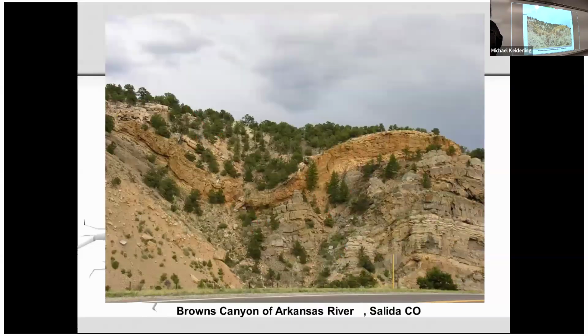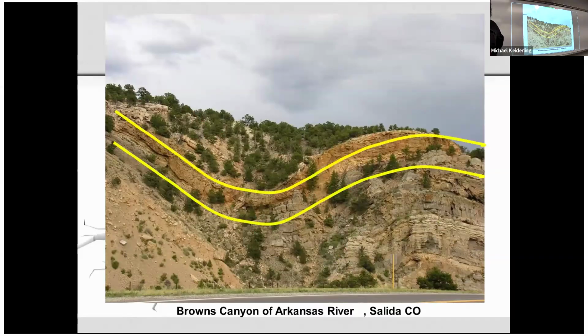Browns Canyon of the Arkansas River goes through Salida, Colorado. Here we can see rock layers that have been folded. This must have occurred through compression or convergent motion. It's impossible to make a fold by pulling.